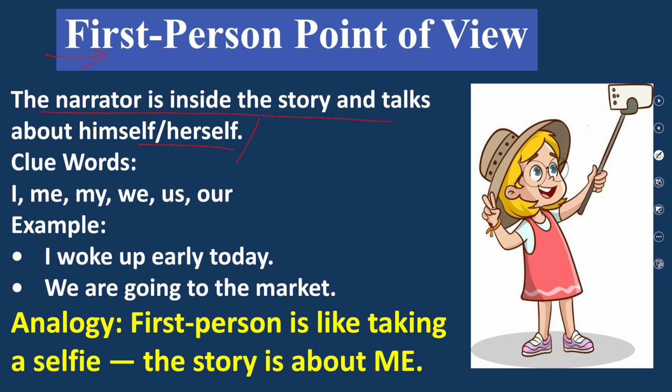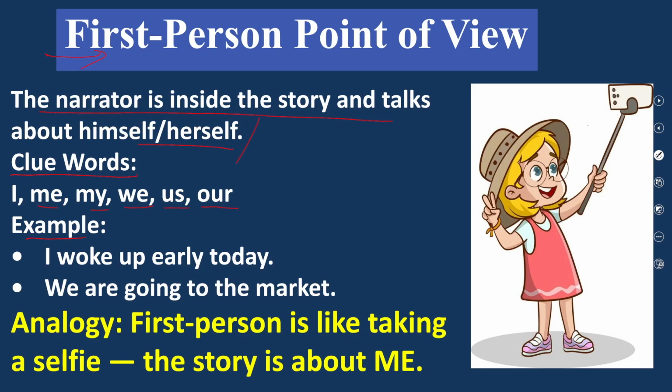So it means that in first person point of view, the narrator may be part of the story. Now, there are clue words from which we can identify this is called first person point of view or the narrator: I, me, my, we, us, ours. These are the clue words. When these words are used in place of the narrator or the point of view teller, then we can understand that this is the first person narrator.